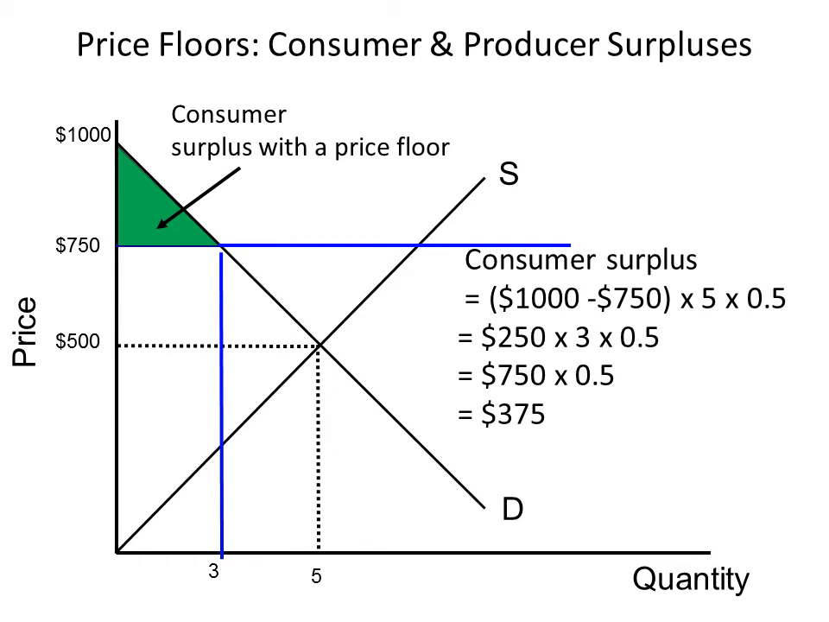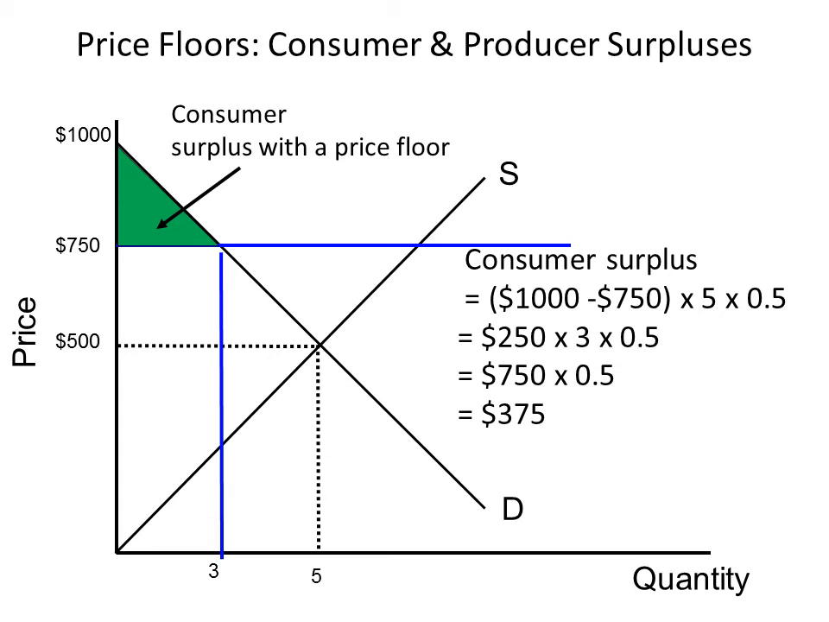The consumer surplus is now represented by the green triangle. The new price that customers will pay is $750, and the maximum price that consumers are willing to spend is $1,000. The difference between the two prices is 1,000 minus 750, or 250. Notice also that the maximum quantity that consumers are willing to purchase at $750 is now 3 TVs. The consumer surplus is represented by the green triangle.